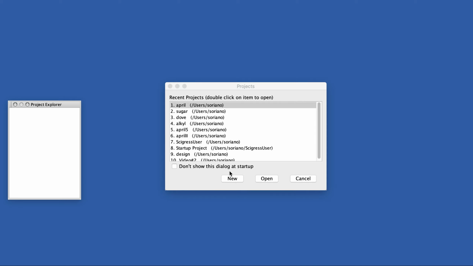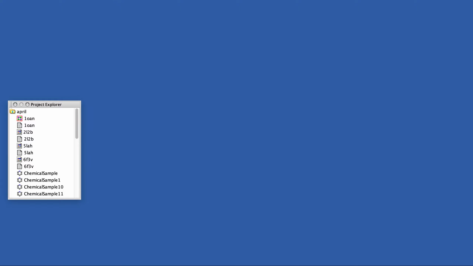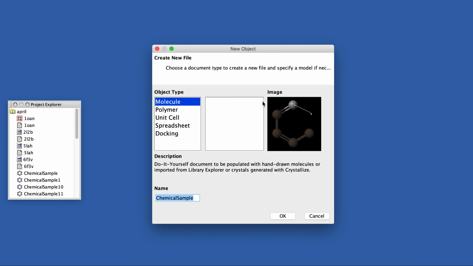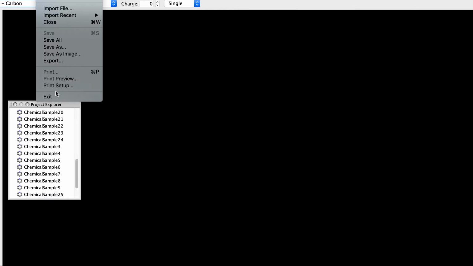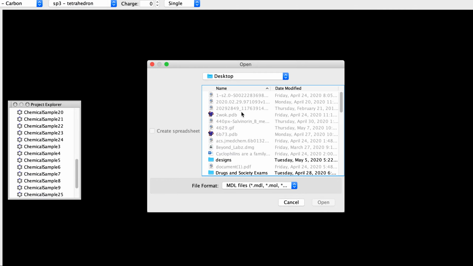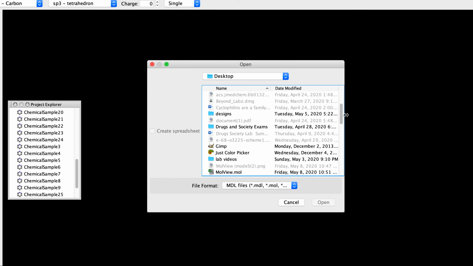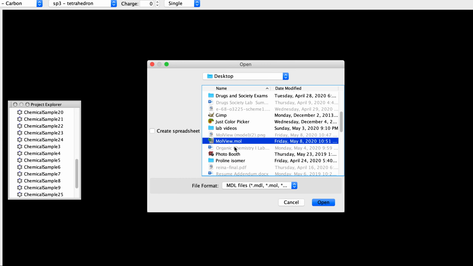So anyway, let me call it up. I'll just open a pre-existing file. And then what I'm going to do is file new object. Every platform is a little different. And I use Wavefunction Spartan. I use ChemDraw. I use Sci-Gress. Okay, molecule, okay. And then we're going to import the file. And I'll put down MDL files, MolView. That's how I save the LSD.